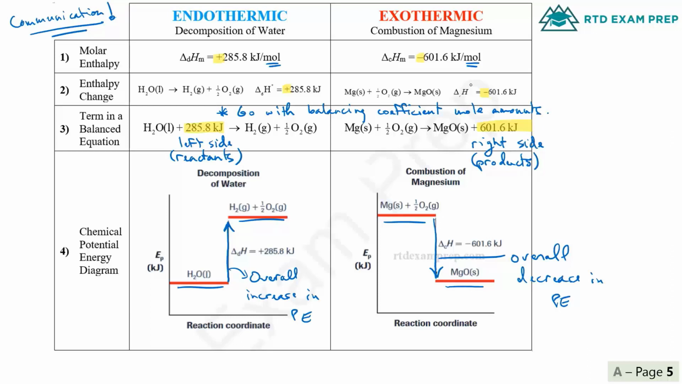Being able to communicate these sorts of things effectively is really important for your exam. You might see around 6 questions just on the communication of an endothermic reaction versus an exothermic reaction. So this is where you've got to be careful, knowing that the energy amounts go with whatever the mole amounts stated in the balancing coefficients are.